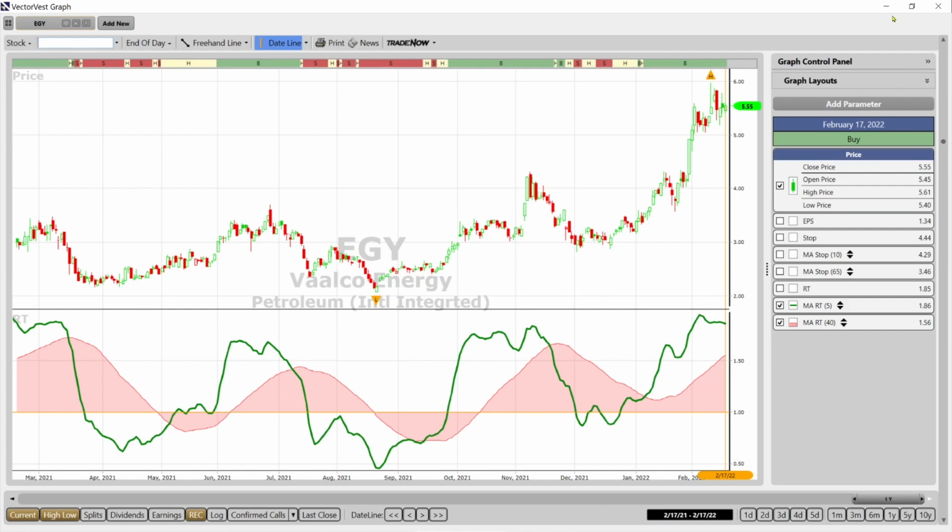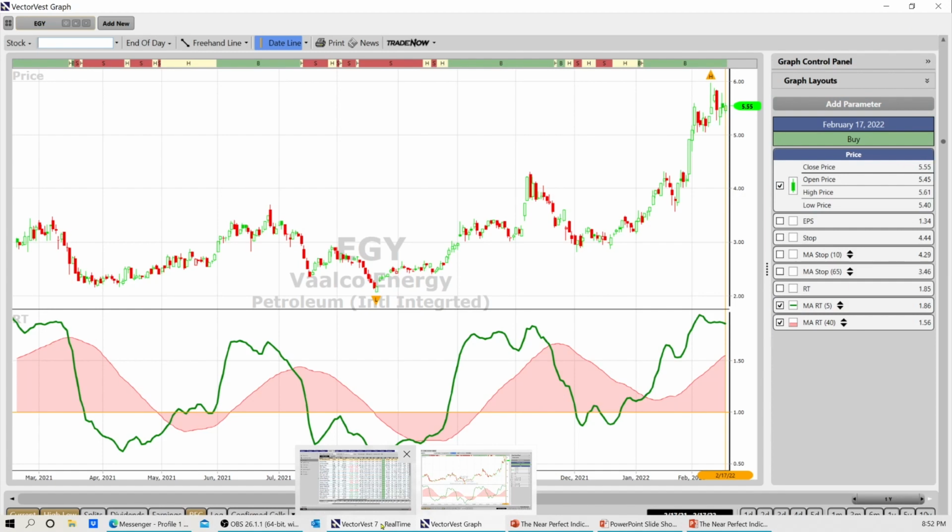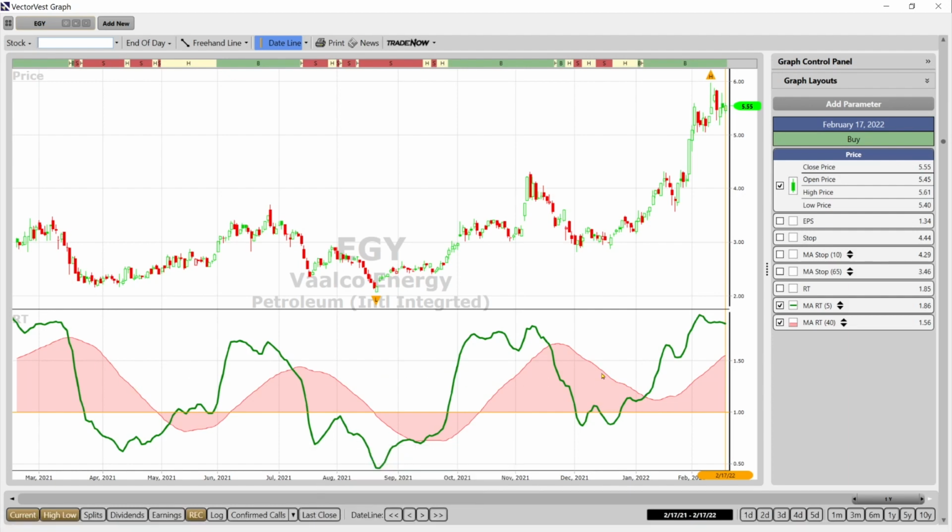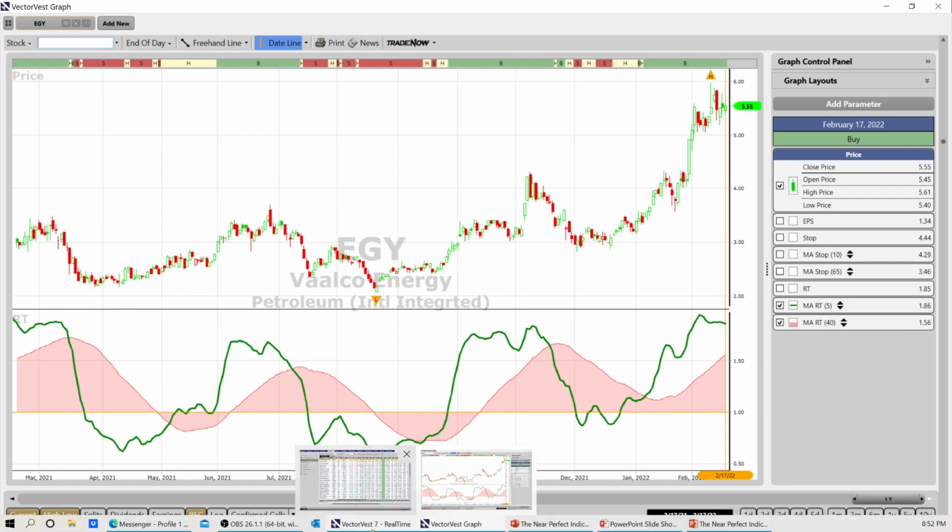So hopefully you enjoyed the video and the setup here. It's quite easy to set it up on a VectorVest graph. It's an exclusive indicator with VectorVest. Of course, you can set up searches to find some great entry points with this setup.